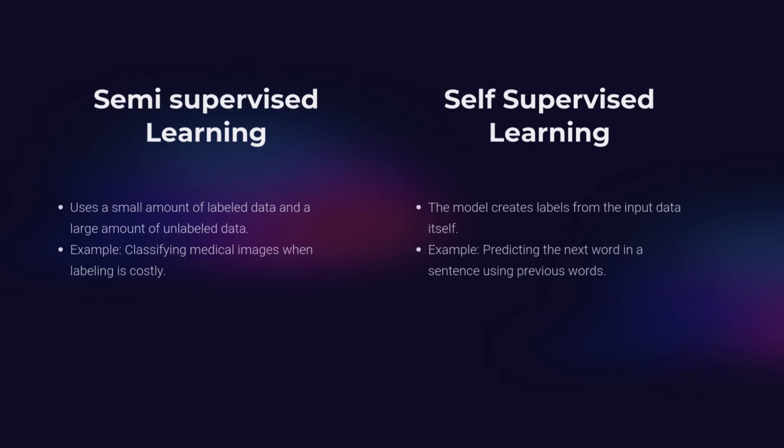Semi-supervised learning uses a small amount of labeled data and a large amount of unlabeled data. In self-supervised learning, the model creates labels from the input data itself.